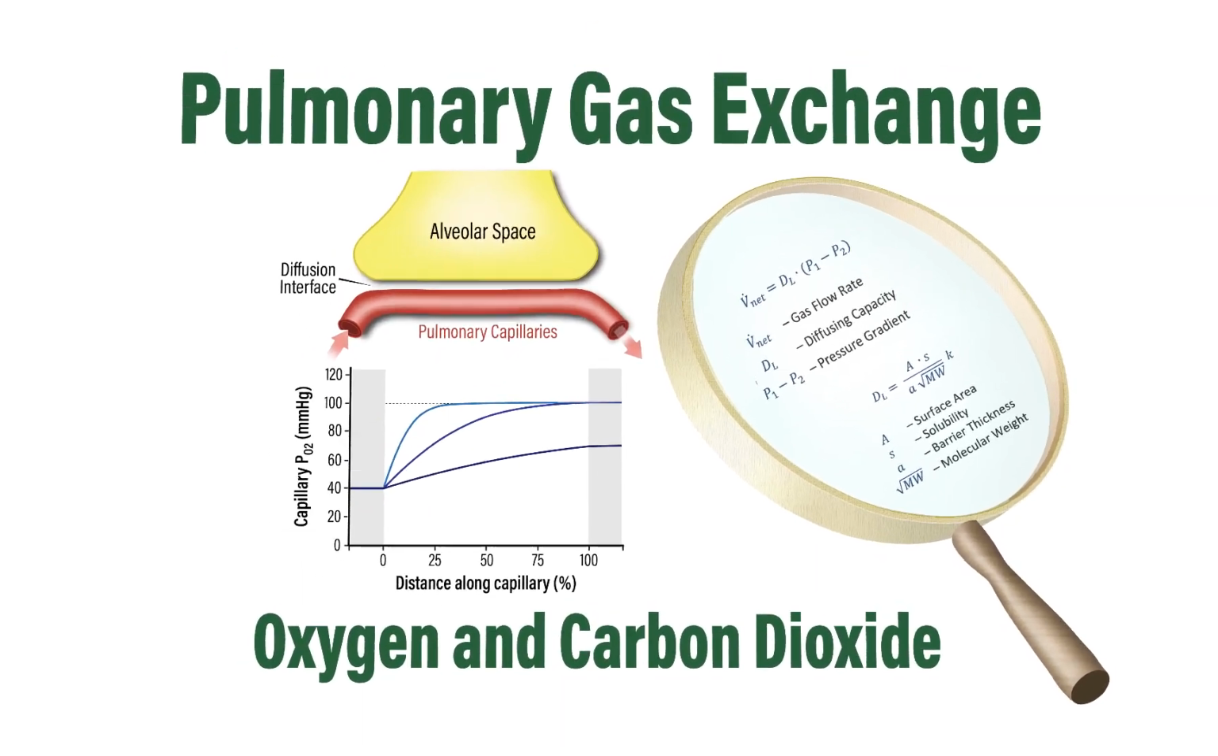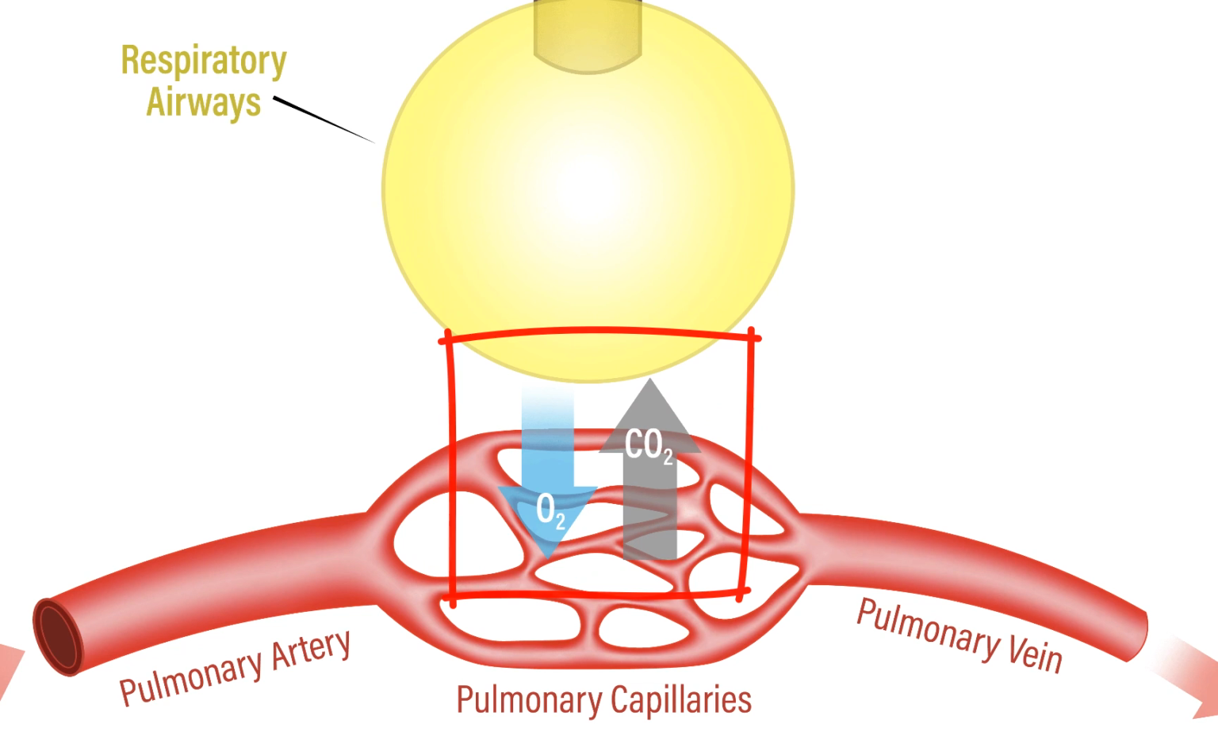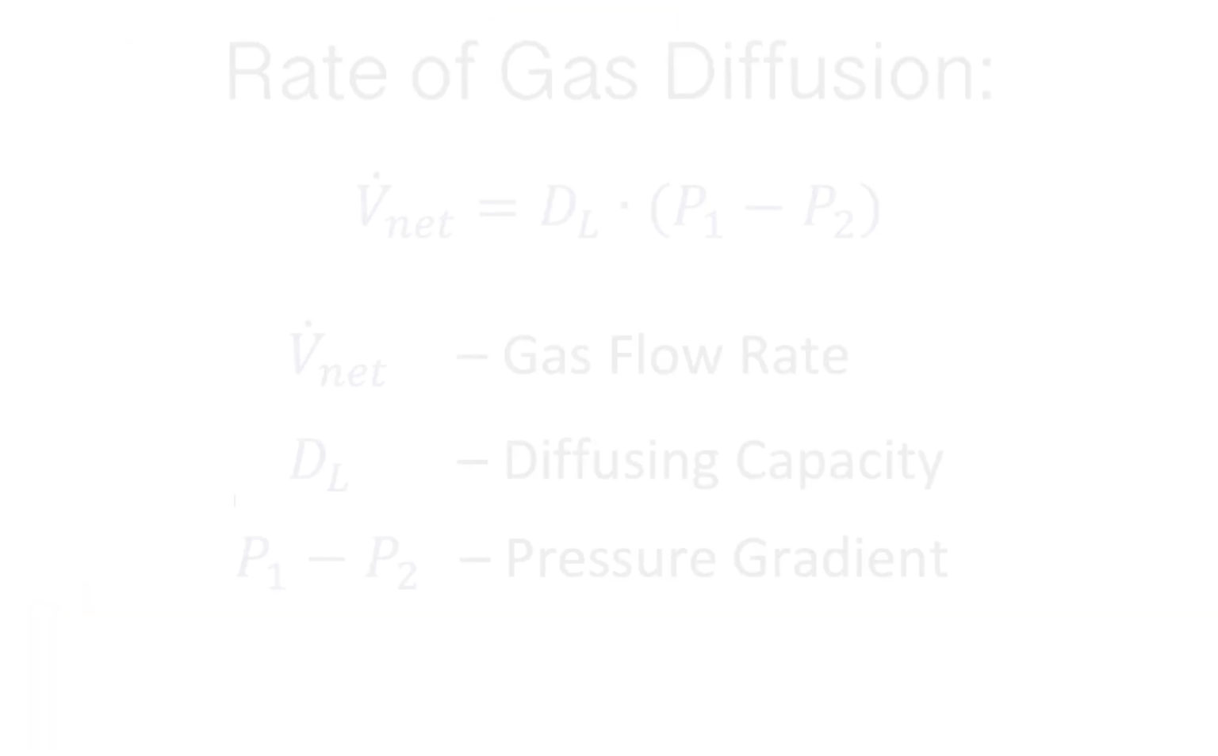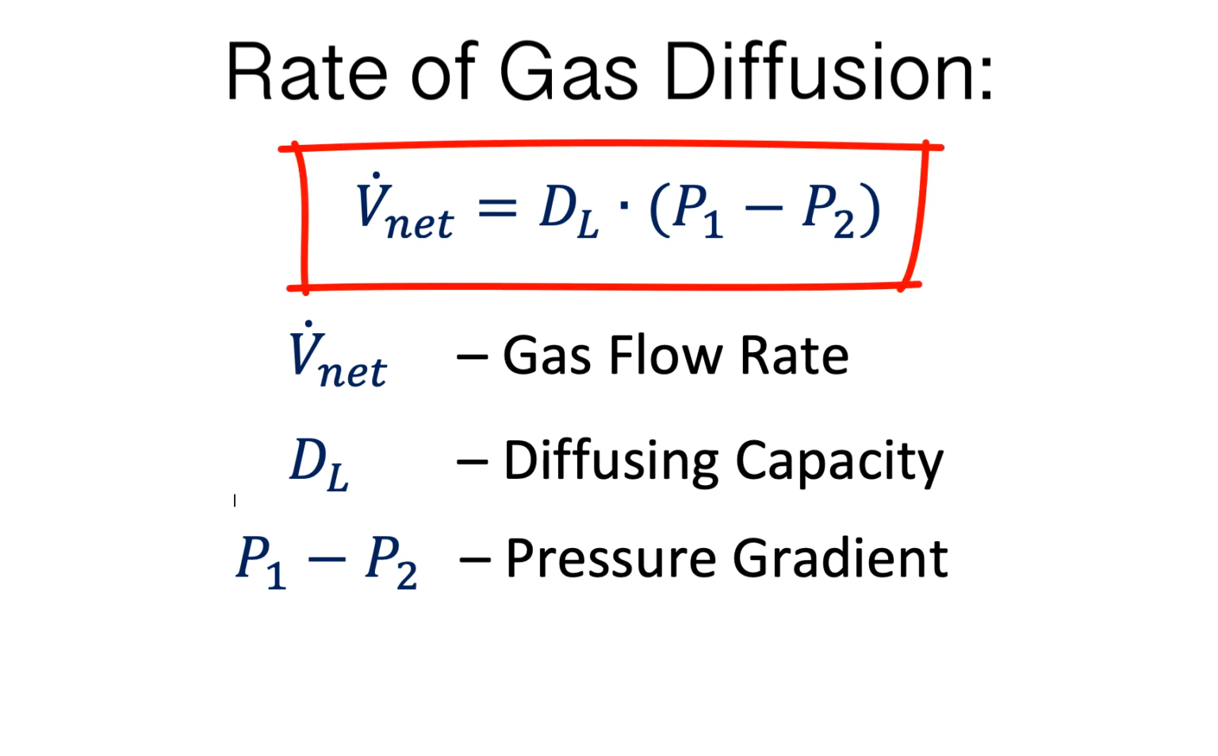For this video, I'm going to focus on gas exchange between the pulmonary blood and the alveolar spaces. Gas exchange occurs via the diffusion of gases down their partial pressure gradients. The rate of gas diffusion between the alveolar spaces and the pulmonary blood obeys this relationship.